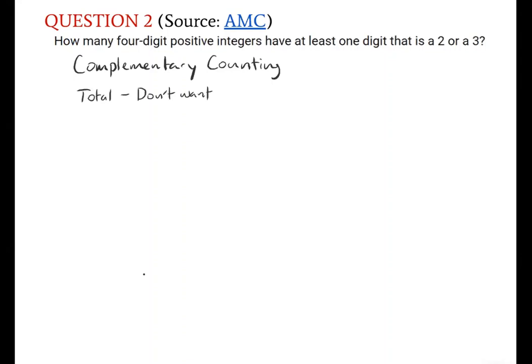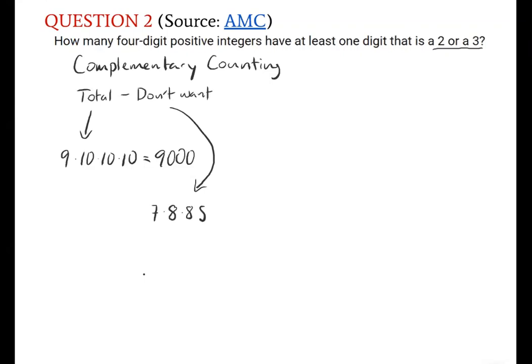So in this case, for our total, there are a total of 9 times 10 times 10 times 10 4-digit positive integers. So that is 9,000. And then what we don't want is any 4-digit integer with the digits 2 or 3. So for the first number you have 7 possibilities, and then 8, 8, 8.